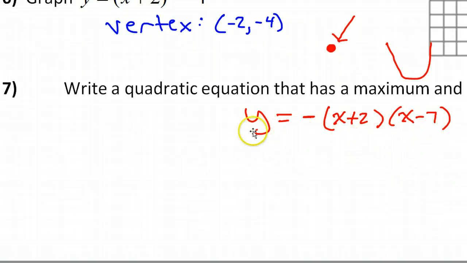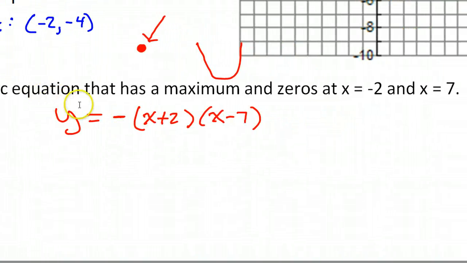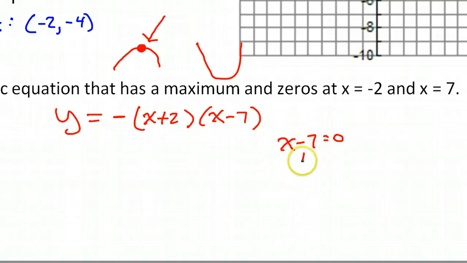This would be an equation that is a quadratic function, and it has a maximum because it's upside down because of the negative, and it has zeros at -2 because of this, and positive 7 because if I set this equal to 0, x minus 7 equals 0, and then that would be plus 7, plus 7. That would give me the 7.